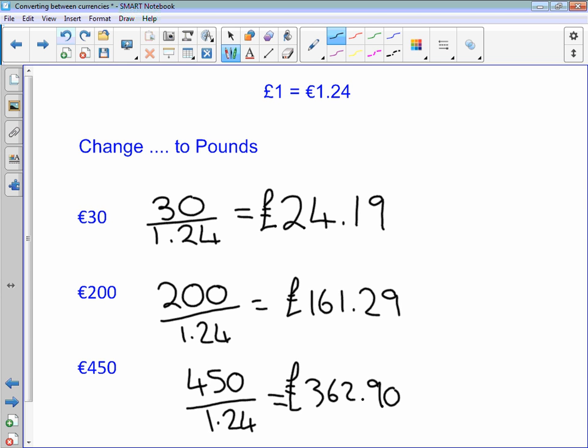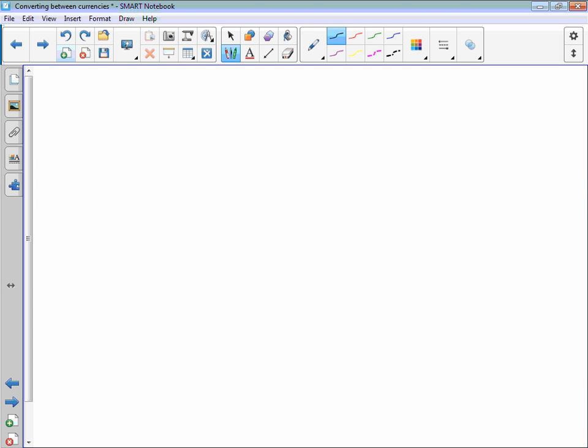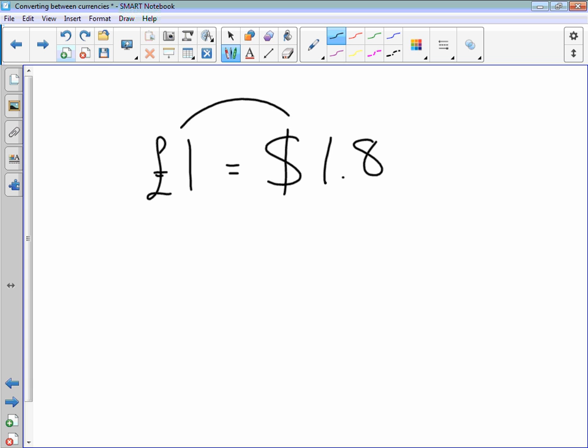So to change between currencies, it's important to decide whether you multiply or divide. So if I had £1 was equal to $1.8, to go from pounds to dollars, I would need to multiply by 1.8. And to go from dollars to pounds, I would need to divide by 1.8.